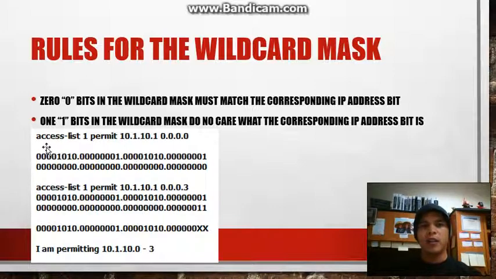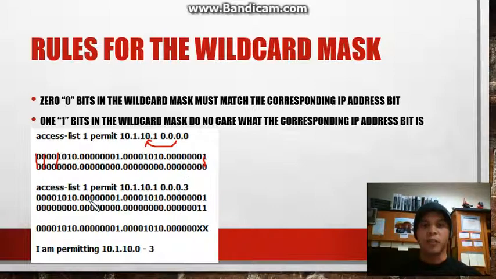Here's a standard access list line: access list 1 permit 10.1.10.1 with the wildcard mask of 0.0.0.0. So what does that mean? I wrote it out in binary. This is what 10.1.10.1 looks like. With the wildcard mask being all zeros, the corresponding bits must match. So when you apply this access list, this wildcard mask means I'm only allowing this IP address through. That is it. No other IP addresses.